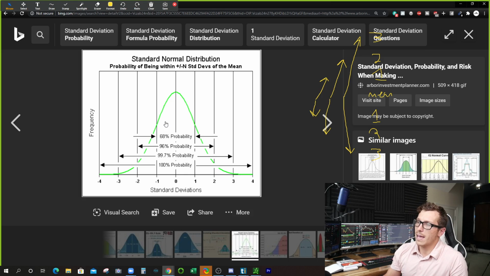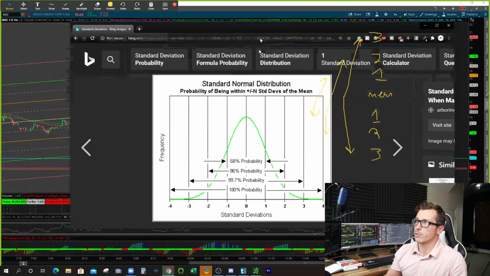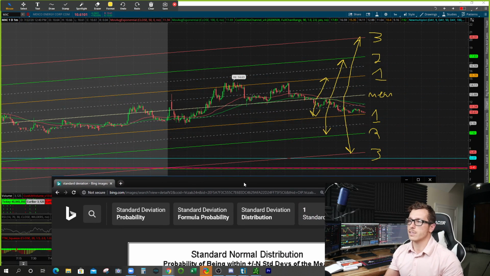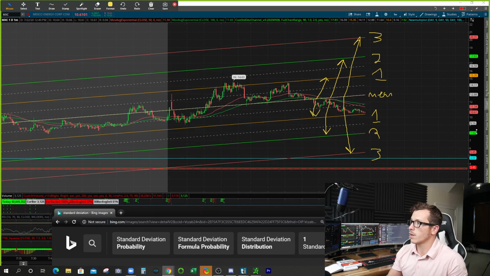So that being said, if I woke up today and told you guys that the stock is not going to go outside of 3 standard deviations, so if I woke up this morning and said, hey guys, the stock MXC is not going to go below a price of $5.45 and it won't go above a price of $20.31, I would be right 100% of the time.